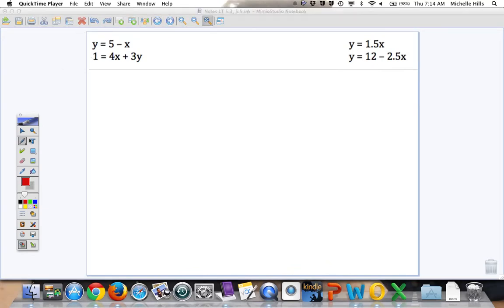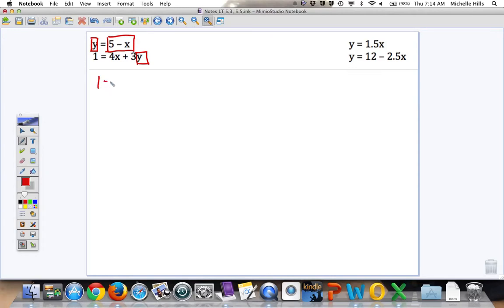So, the variable in this case that's all by itself is y, not x, and y has a value of 5 minus x. So where I see y in the second equation, I'm going to remove it and substitute 5 minus x in its place. So 1 equals 4x plus 3 times, don't forget to substitute inside parentheses, the y is replaced with 5 minus x because they are of equal value. I'm going to have to do some distributive property here. So 1 equals 4x plus 15 minus 3x.